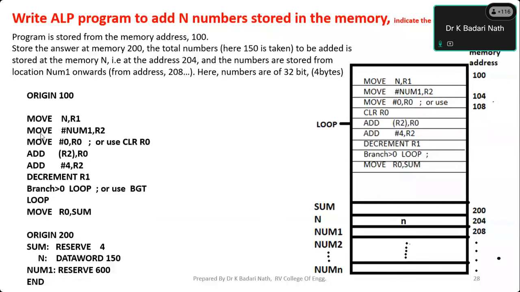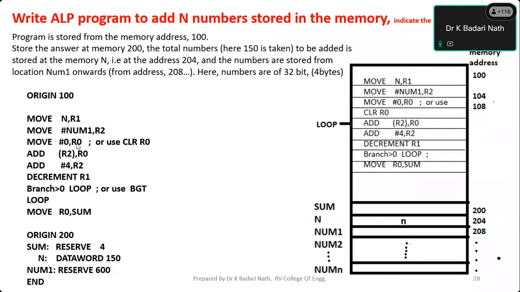After I execute this instruction, R2 acts like a pointer. What is a pointer? It contains 208. That means R2 is pointing to the memory location called num1. So it's used as a pointer now. What type of addressing mode is it? It's an immediate addressing mode, because instead of a value, I'm storing a known address like 208 into R2.